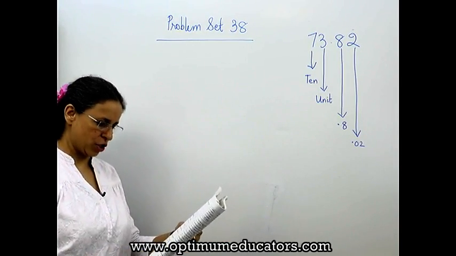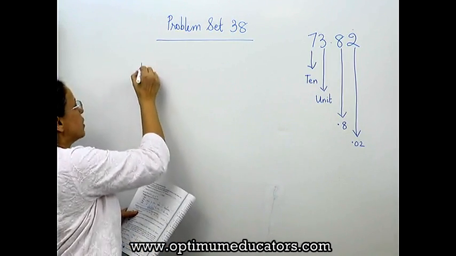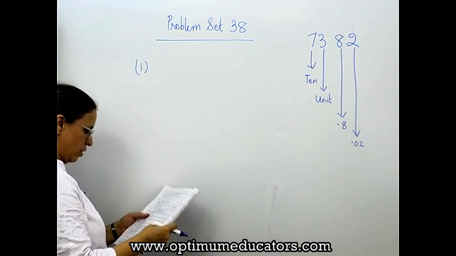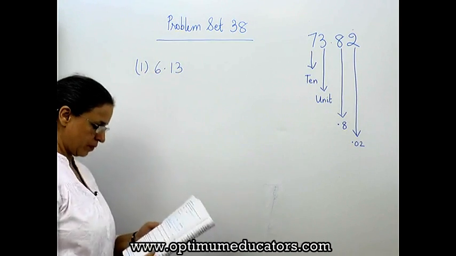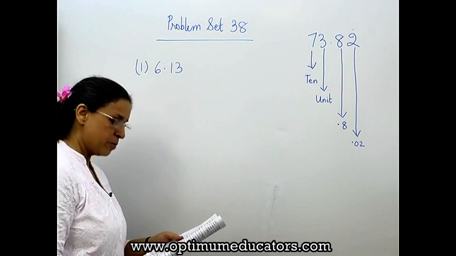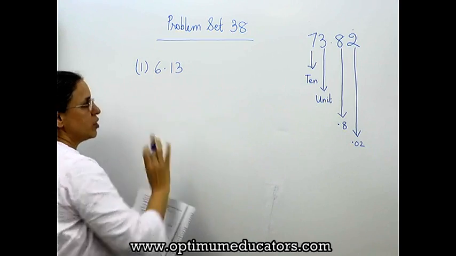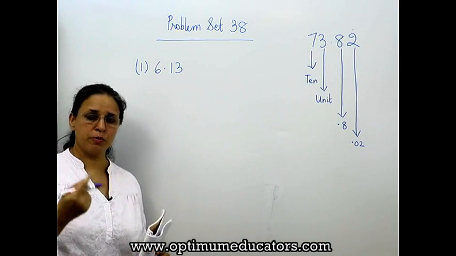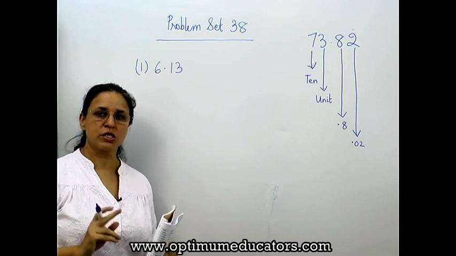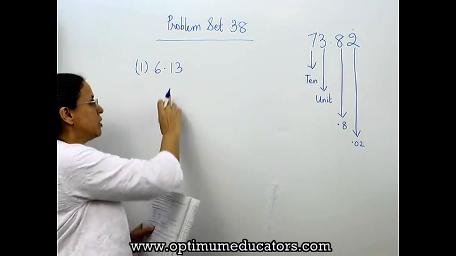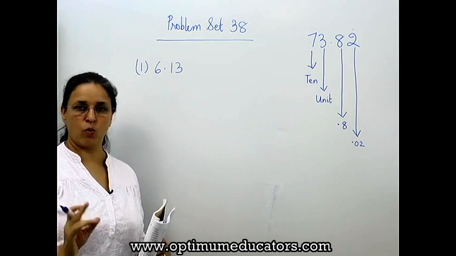Read the decimal fraction and write down the place value of each digit. So the first number that they have given us is 6.13. Now here, the decimal fraction is all you have to read, so you don't take the whole number, only 0.13. Please note, after the decimal point we don't call it thirteen, we read it digit by digit, one three.